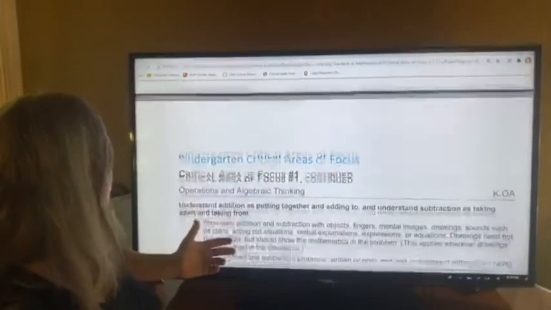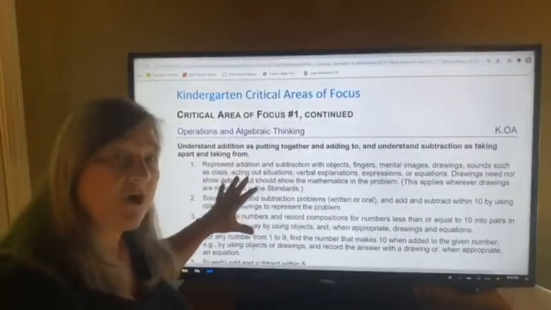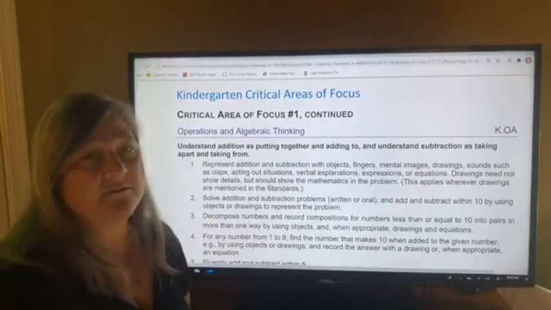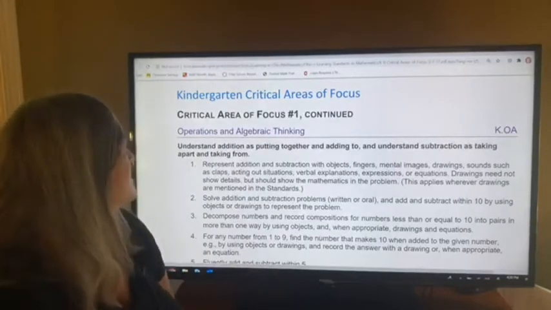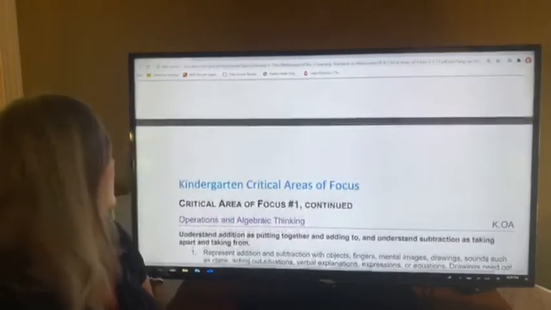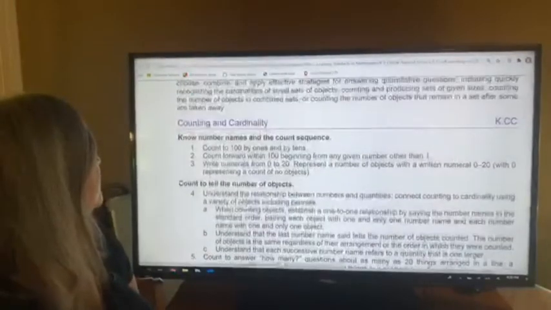So then the next one, this is operations and algebraic thinking. That's also within this first critical area for kindergarten, but we're going to do that one on another session since counting and cardinality is such a biggie for kindergarten in particular.